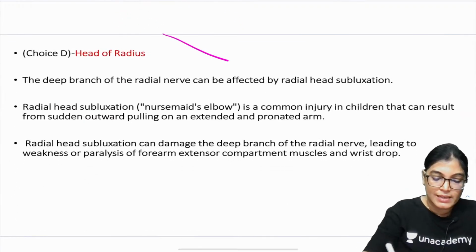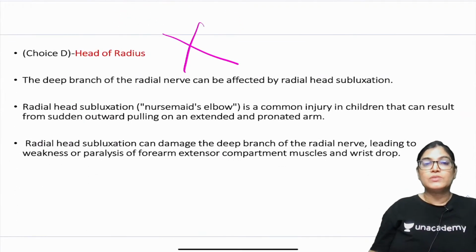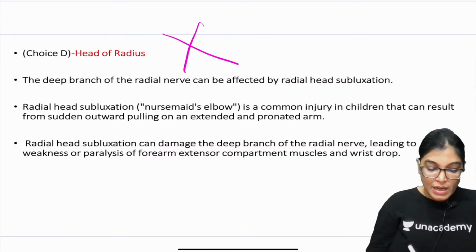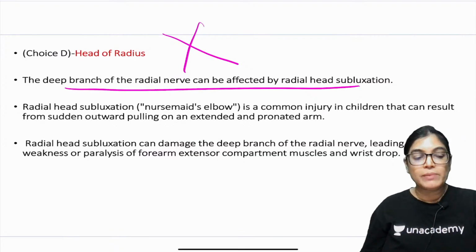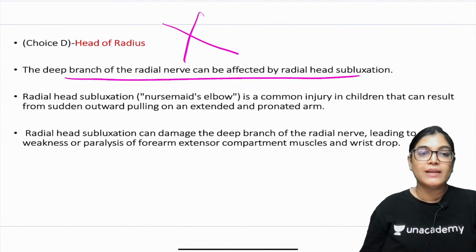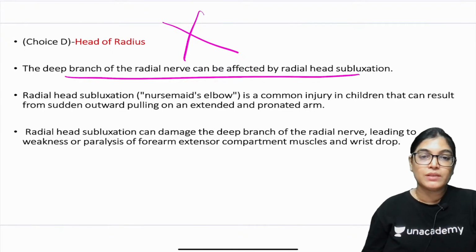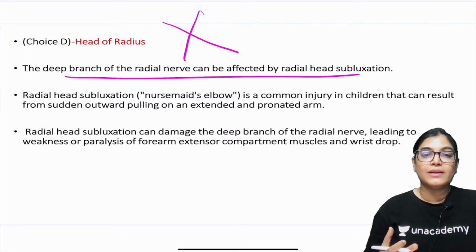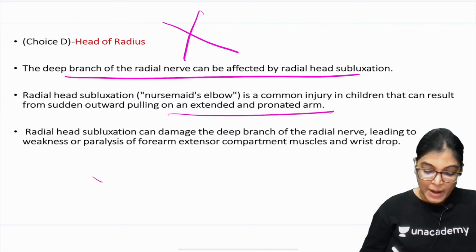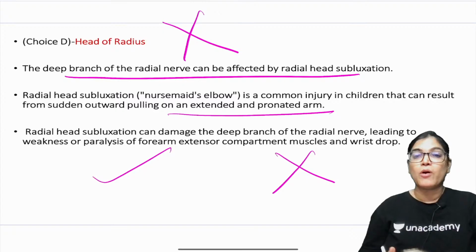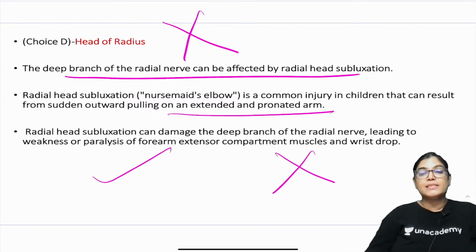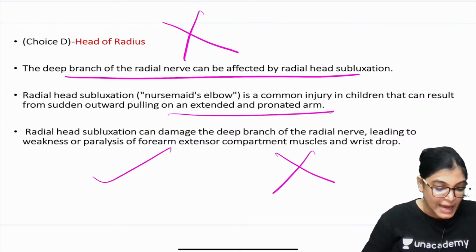Head of the radius is again not the correct answer because when the head of the radius is involved, the deep branch of the radial nerve will be involved due to subluxation. In radial head subluxation, nursemaid elbow, the patient's arm will be in an extended and pronated position and this will lead to wrist drop or involvement of the radial nerve and paralysis of the extensor compartment muscles. This was not the clinical history presented in the MCQ, so this is not the right answer.